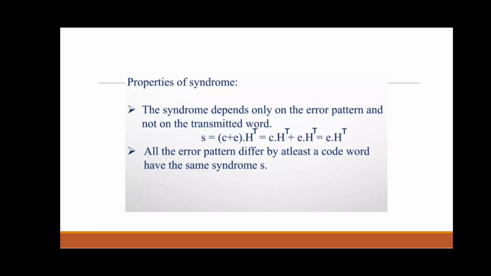These are some of the properties of syndrome. The syndrome depends only on the error pattern, as R is equal to C XOR E, and C H transpose is 0. By putting this, the syndrome comes out to be E into H transpose. And all the error patterns that differ by at least a code word have the same syndrome S.